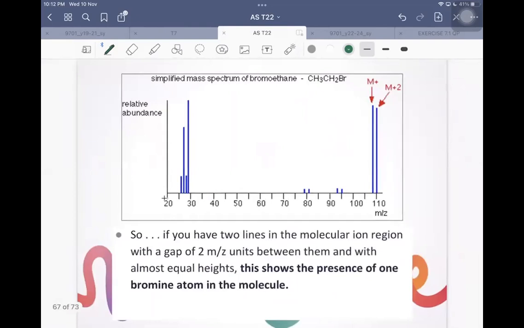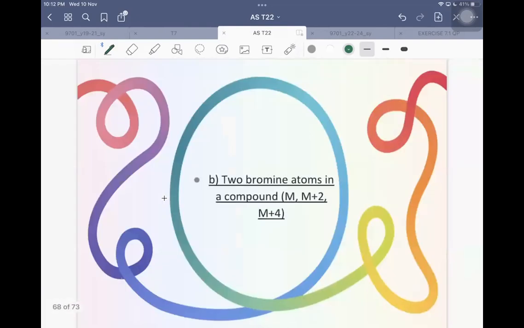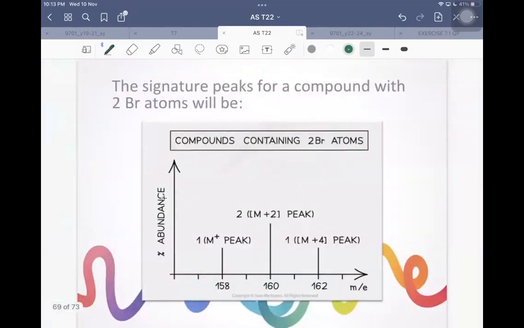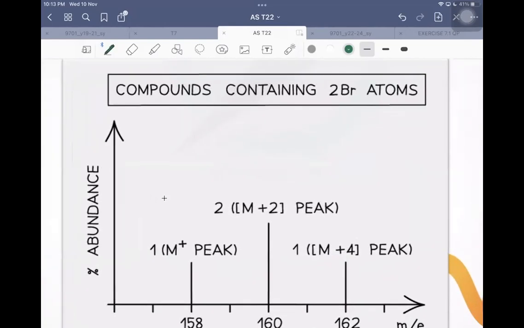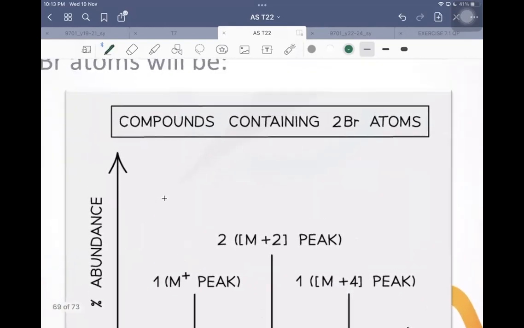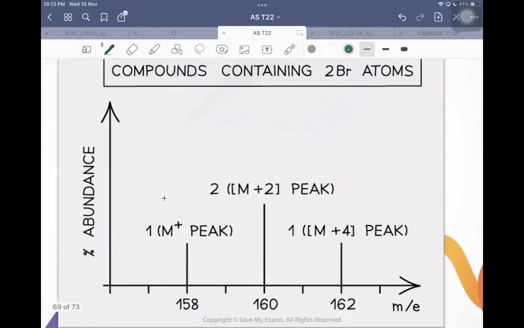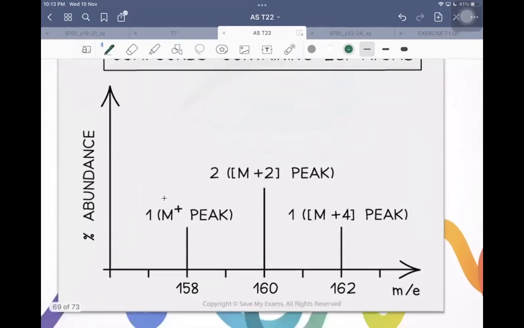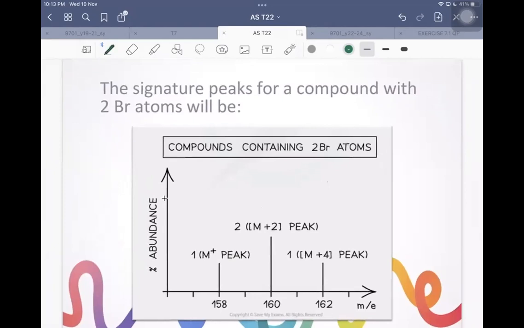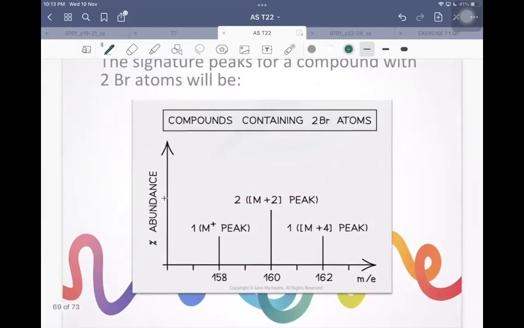Okay, that's that. Next is if we have 2 bromine atoms, as mentioned just now. When we have 2 bromine atoms, the relative abundance is in the ratio of 1-to-2-to-1. Okay, so you've got here the M+ peak with a height of 1, and then M+2 with a height of 2, and M+4 with a height of 1.